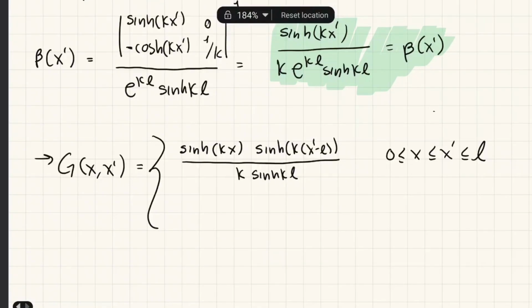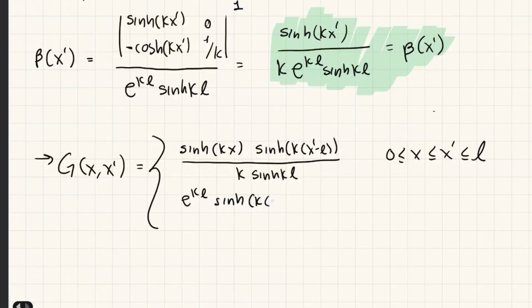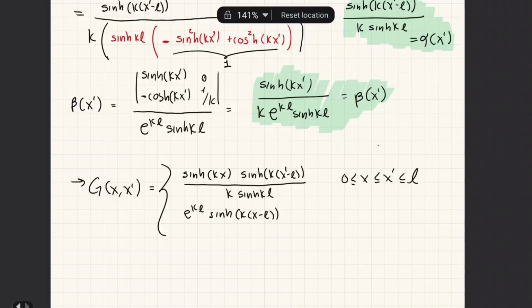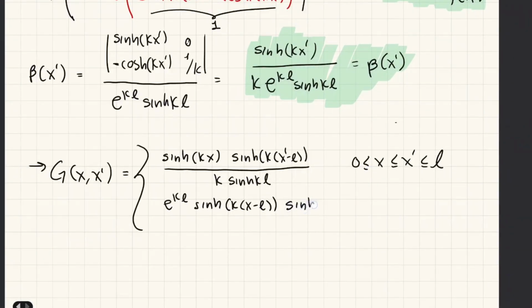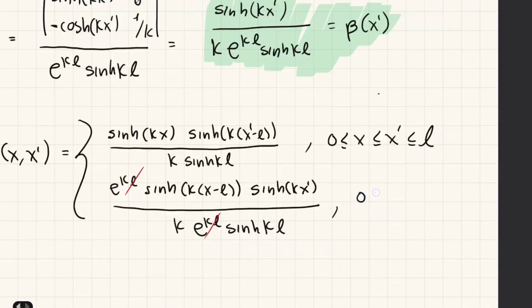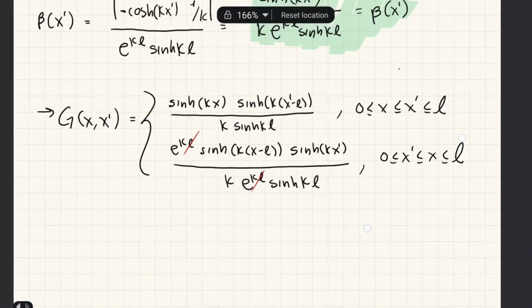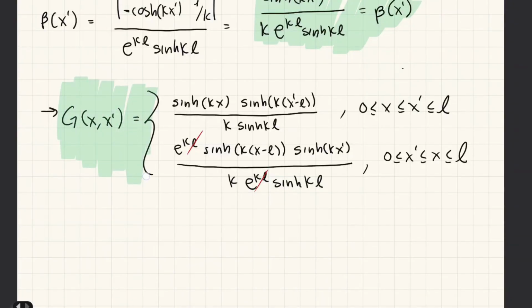And for the second piece, we had that e to the kl multiplies the hyperbolic sine of k times x minus l, and this multiplies beta of x prime, which is the hyperbolic sine of kx prime divided by k e to the kl, the hyperbolic sine of kl. So if we cancel these things and write that this is for 0 less than or equal to x prime less than or equal to x less than or equal to L, with this we have completed the definition of the green function associated to the differential equation that I showed at the beginning of the video.